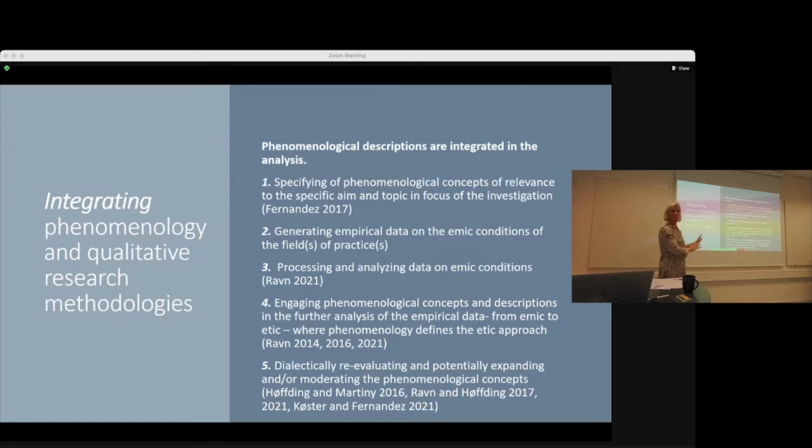Which of course, if you look into, for example, Shaun Gallagher, this is something he has said for more than a decade. We should learn and be provoked by the different kinds of practices. This is a very short version.